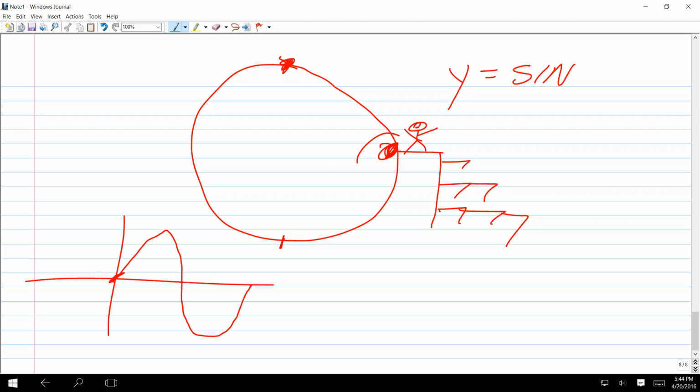Well, if I get on the Ferris wheel right there, I'm going up to the high point, I'm coming back to the middle, I'm going down to the low, I come back to my start. The perfect model of that Ferris wheel is using sine.